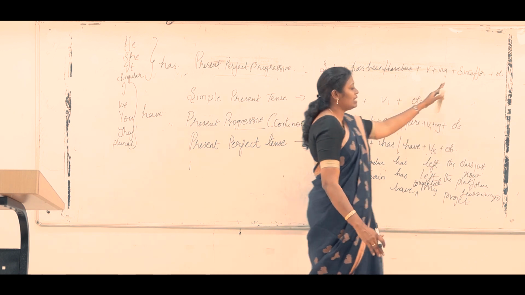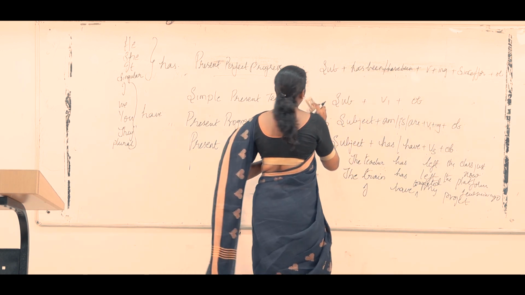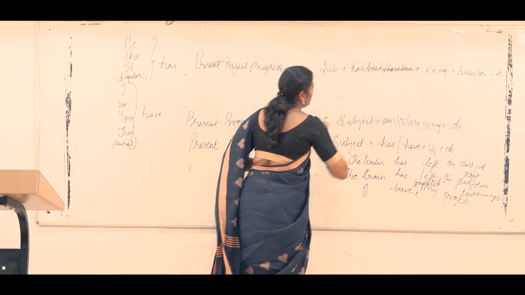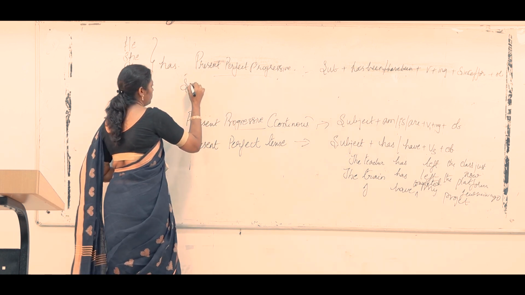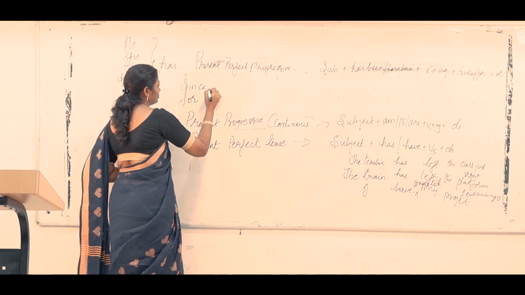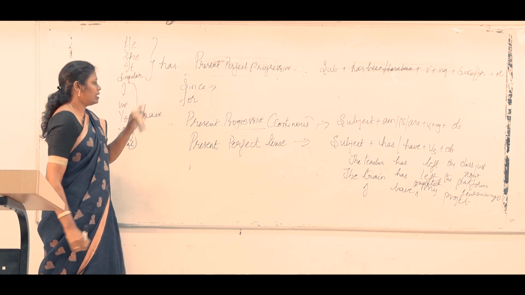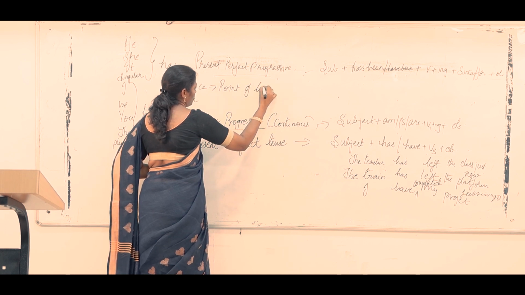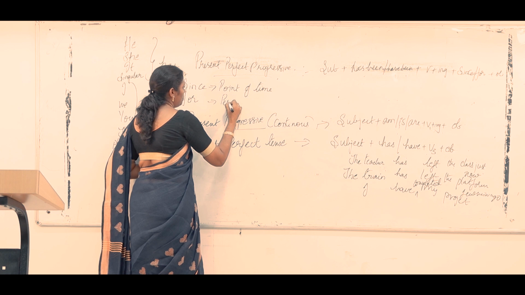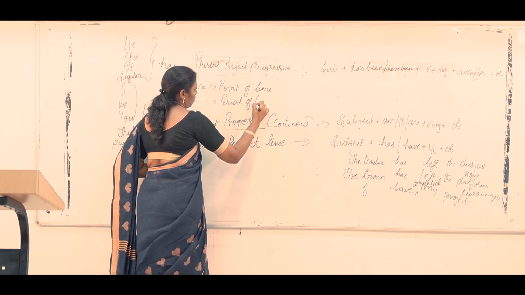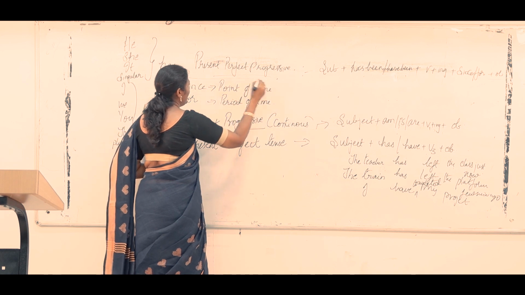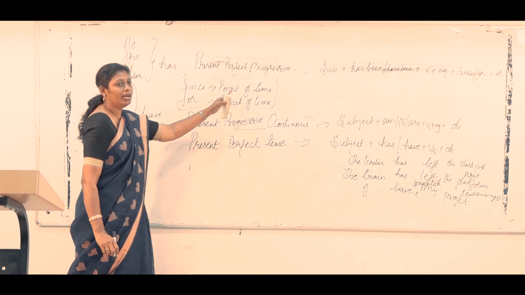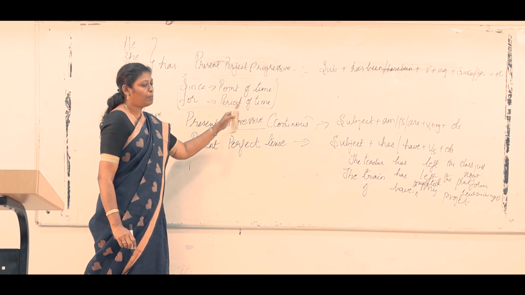Now, why do we use since and for in present perfect progressive tense? Let's focus on this point, guys. What is since and what is for? Since is point of time, and for is period of time. So we should not forget these two. Since refers to point of time, and for refers to period of time.